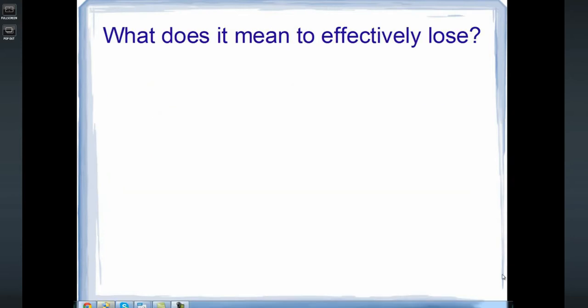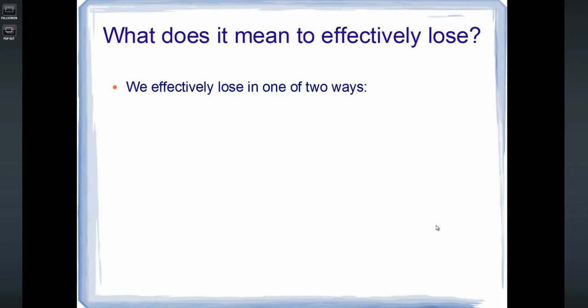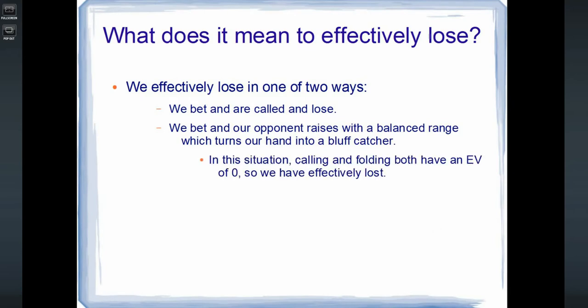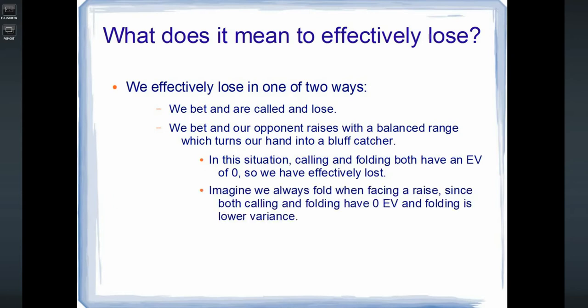So what does it mean to effectively lose? We effectively lose in one of two ways. We bet and are called and lose, or we bet and our opponent raises with a balanced range, which turns our hand into a bluff catcher. In this situation, calling and folding both have an EV of 0, so we have effectively lost. Imagine we always fold when facing a raise, since both calling and folding have 0 EV and folding is lower variance.